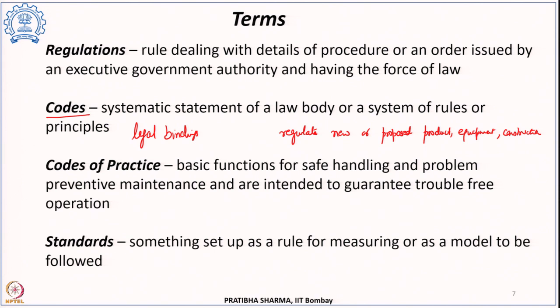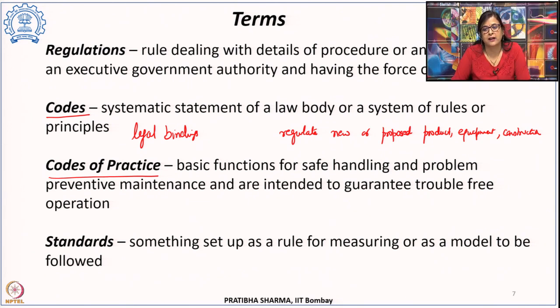Another term which we come across is codes of practice. By codes of practice we mean basic functions for handling or problem preventive maintenance, intended to guarantee trouble free operation. These are basic rules that may not be well documented, may not be in written text, but are followed in industrial practice. For example, in the automotive industry there is a sequence in which the pedals in a car are arranged, or when we turn the steering wheel, the wheels turn in a particular direction. It is not well documented, but it is well accepted. So this is a code of practice.